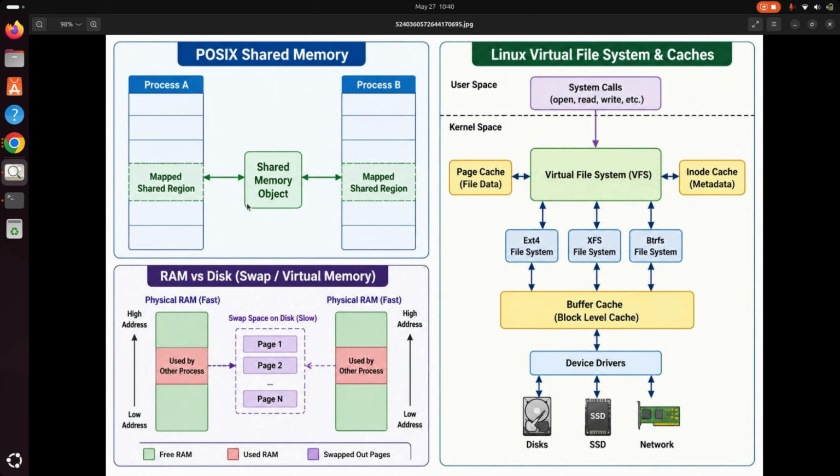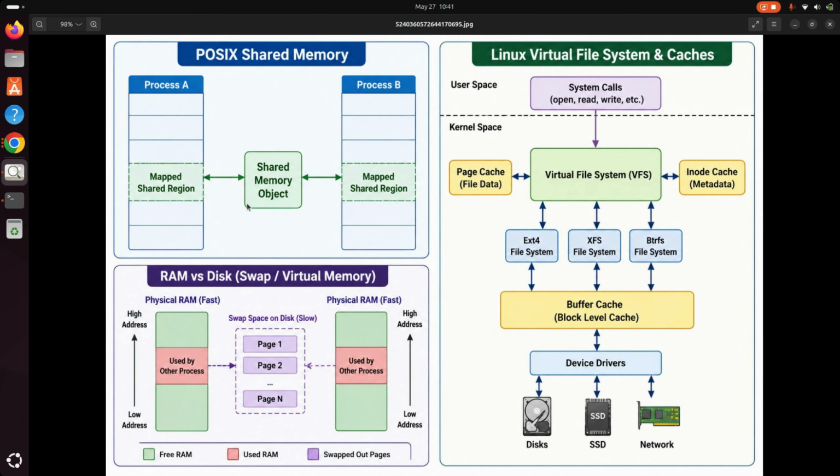Why is swap slower? RAM is extremely fast. Disks are much slower. Even SSDs are slower than RAM. Excessive swap usage can severely impact performance. Common reasons for high swap usage. First, RAM exhaustion. The system simply ran out of physical memory. Linux had no choice but to swap.